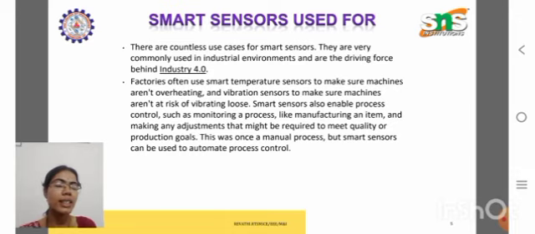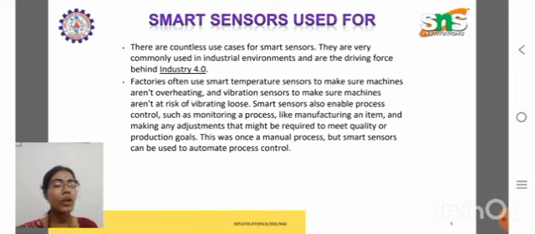Where are smart sensors used, and what are they used for? There are countless uses for a smart sensor. They are very commonly used in industrial environments and are the driving force behind Industry 4.0, which is a recent technology. Factories often use smart temperature sensors to make sure machines aren't overheating, and vibration sensors to make sure machines aren't at risk of vibrating loose.